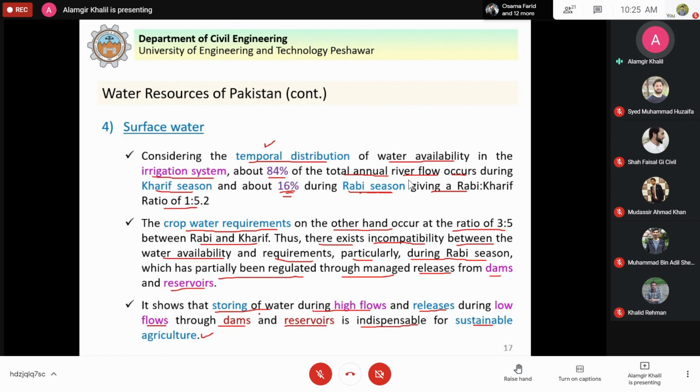Sustainable agriculture means that it meets the demands of the present population, and also it is available for the future population. You see that we constructed the dams, we have the full network of irrigation canals. So not only it is meeting the demands of the present population, but also for the future population. So this is how these are critical for sustainable agriculture.